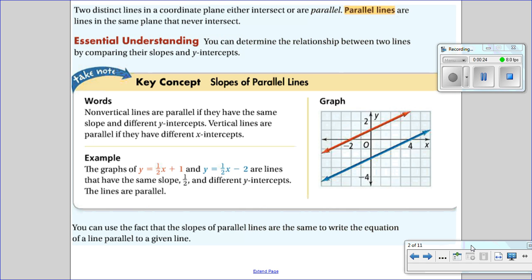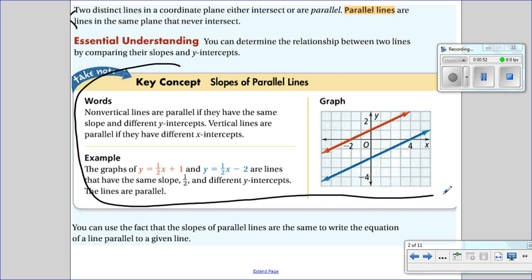So parallel lines you may have had some experience with, but it is important that you understand this: two distinct lines in the coordinate plane either intersect or are parallel. So parallel lines are lines in the same plane that never intersect each other. All right. Now I'd also suggest that you write this down and get that picture in there.